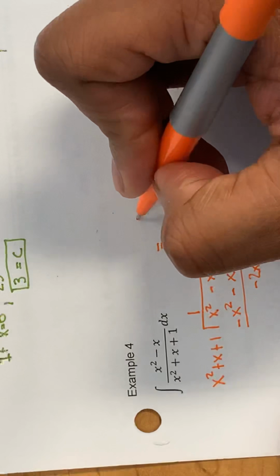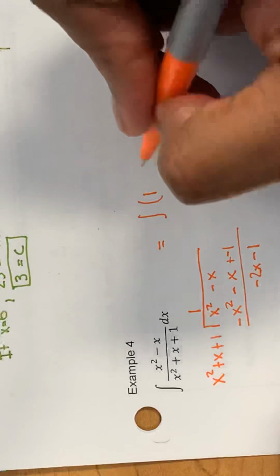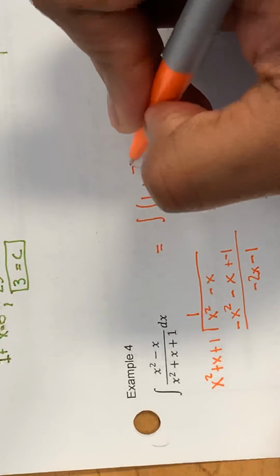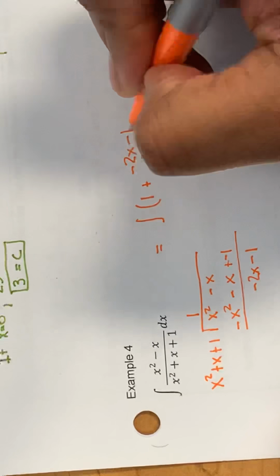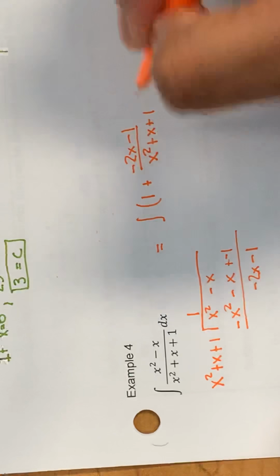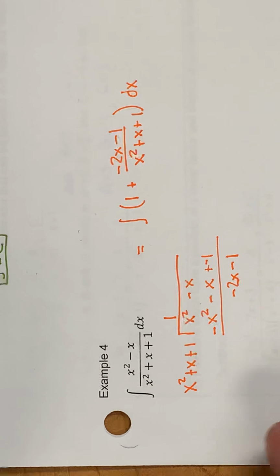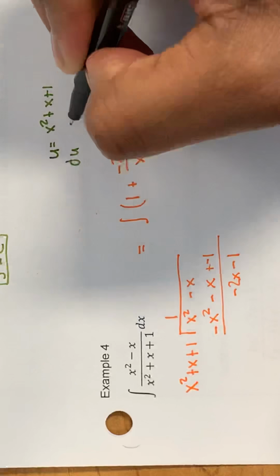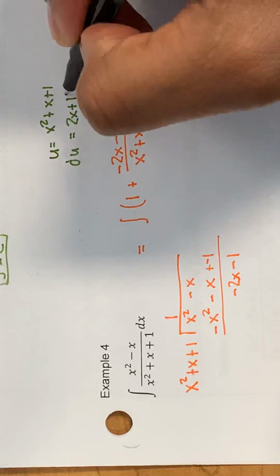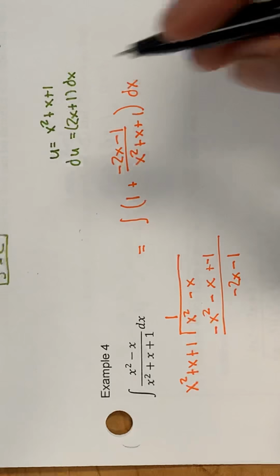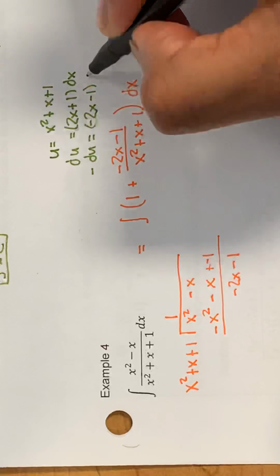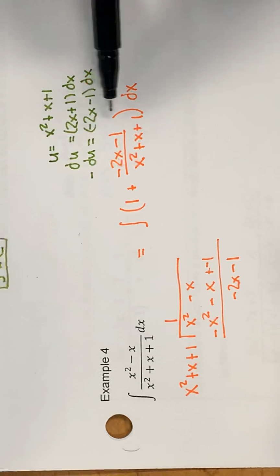As a rewrite, this is going to be the integral of now 1, and then we're going to say plus, and we're going to just put the remainder over the divisor. So plus negative 2x minus 1 over x squared plus x plus 1 dx. So a thing to note is, imagine we let this equal u. So if u equals x squared plus x plus 1, du is 2x plus 1 dx. So we could easily manipulate this to get negative du equals negative 2x minus 1 dx.